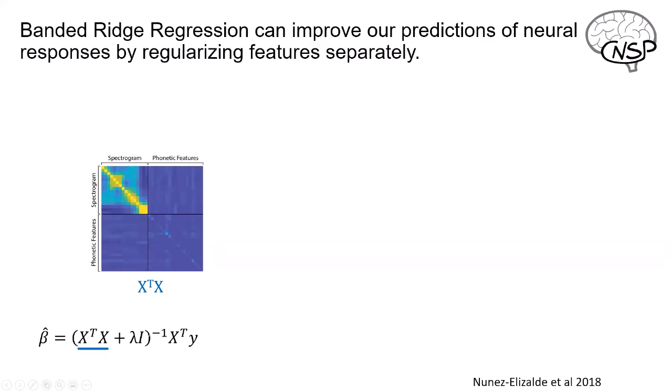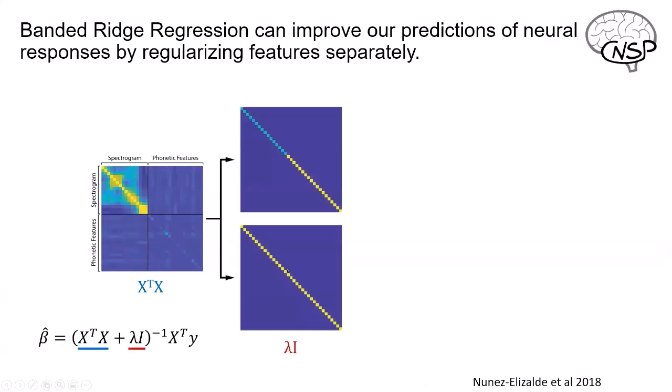But if we're doing regular ridge regression, we're going to apply the same ridge parameter, lambda, to each of these features. But in banded ridge regression, we're going to apply different ridge parameters to each one. And so here, you've got your autocovariance matrices that correspond to each of these quadrants. So this is X1 transpose X1, and this is X2 transpose X2. This will be your lambda 1, and this will be your lambda 2.